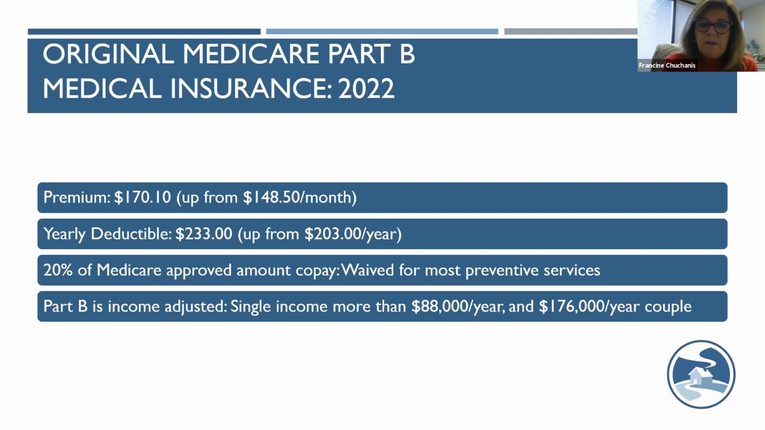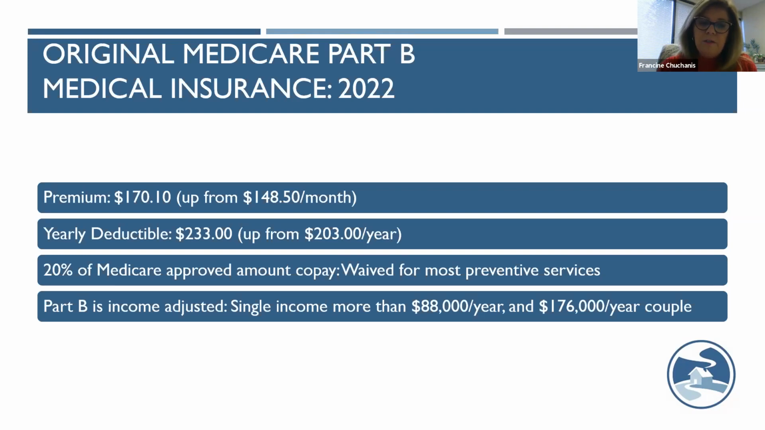Now, what that means is an individual in the beginning of the year has to pay, let's say you're going to the doctor, you're going to pay the first $233 of your expenses before Part B coverage will kick in. And then after that, you will have to pay 20% of the Medicare approved amount. Although for most preventive services, that 20% is waived. So if you're getting something like a mammogram or a colonoscopy, that 20% will be waived.